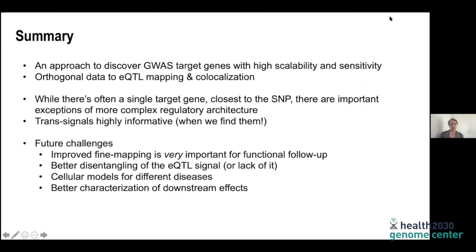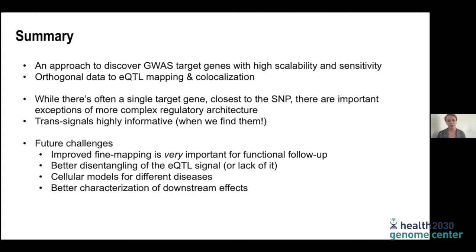So to summarize, what we have here in this paper is an approach to discover GWAS target genes with an experimental approach that has very high scalability, high sensitivity, and a pretty high success rate in terms of finding these, especially cis target genes. And this is very orthogonal data to eQTL mapping and co-localization. A handful of the loci that we discover with STING-seq are also implicated by eQTL analysis and co-localization. Most of them are not.